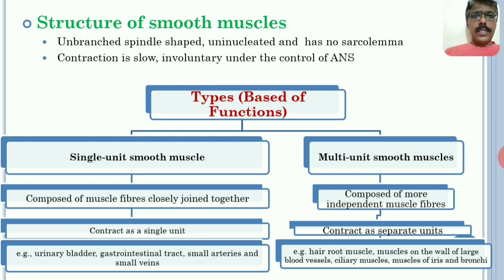Single unit smooth muscles are composed of muscle fibers closely joined together and contract as a single unit. Example: urinary bladder, gastrointestinal tract, small arteries and small veins. Multi-unit smooth muscles are composed of more independent muscle fibers and contract as separate units. Example: hair root muscle, muscles on the wall of large blood vessels, ciliary muscles, muscles of iris and bronchi.